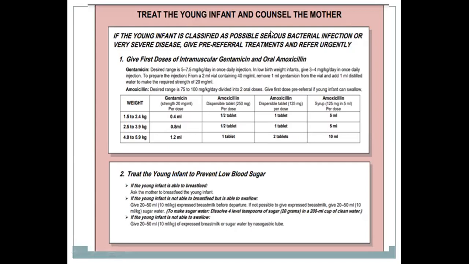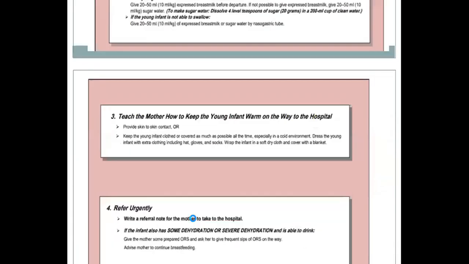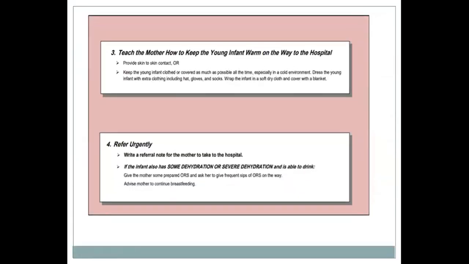If the young infant is classified as possible serious bacterial infection or very severe disease, give pre-referral treatment and refer urgently, which includes the first dose of IM gentamicin and oral amoxicillin. Treat the young infant to prevent low sugar level. If the mother is breastfeeding, ask her to continue breastfeeding. If the infant is not able to breastfeed but is able to swallow, give 20 to 50 ml expressed breast milk before departure, and continue feeding by NG tube if not taken by mouth. Teach the mother how to keep the young infant warm and provide skin to skin contact care and counseling.